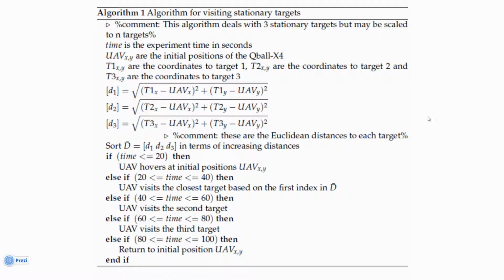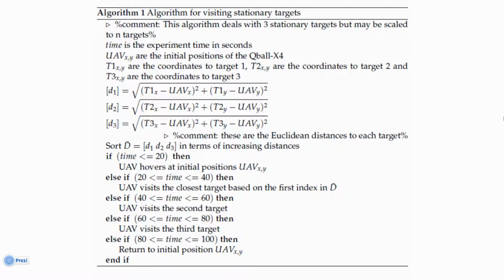First of all, the UAV, upon start of simulation, will calculate the Euclidean distances to each target, and then it will create the path based on the closest target. So that's what we see in D bar. First there's a calculation of Euclidean distance, then organization in terms of increasing distances in D bar, and then for the test itself, the UAV will hover for 20 seconds.